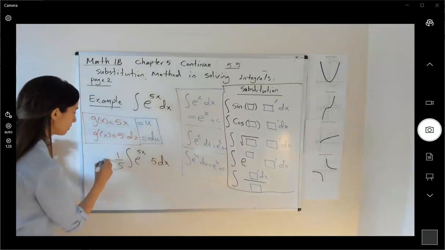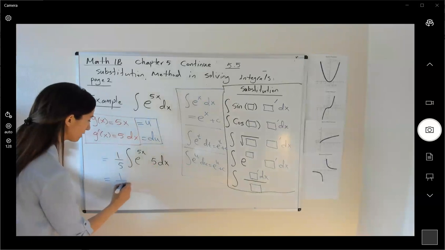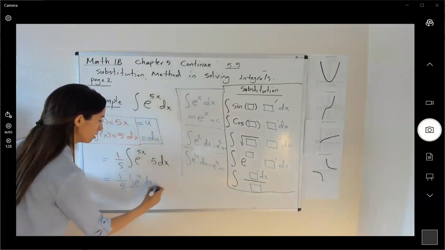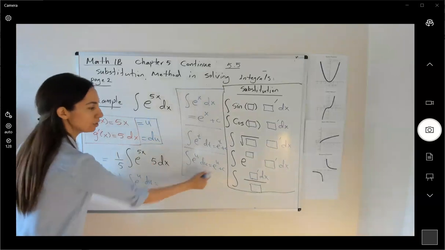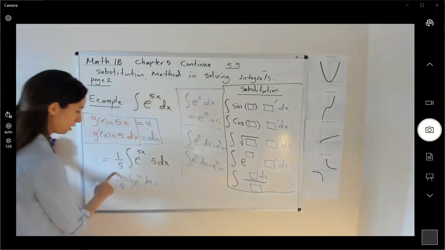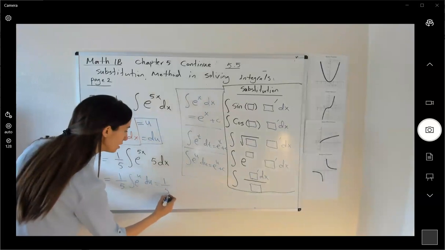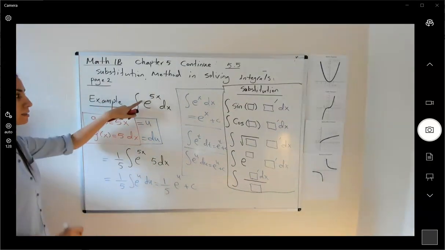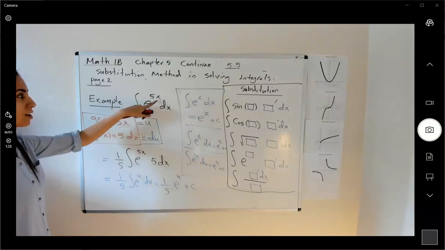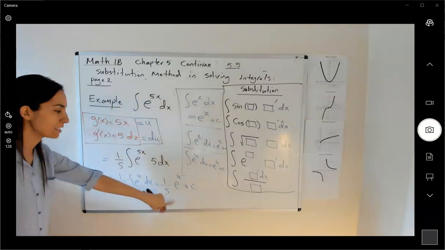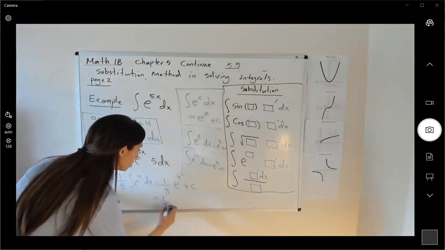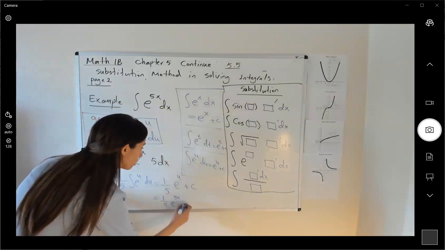You write the integral in a nicer format that you know how to find. The integral of e to u du is e to u plus c. You have a fifth in front of it, a fifth e to the u plus c, but again, since our original integral has variable x, the final answer must be in x. This is 1 over 5 e to 5x plus c.